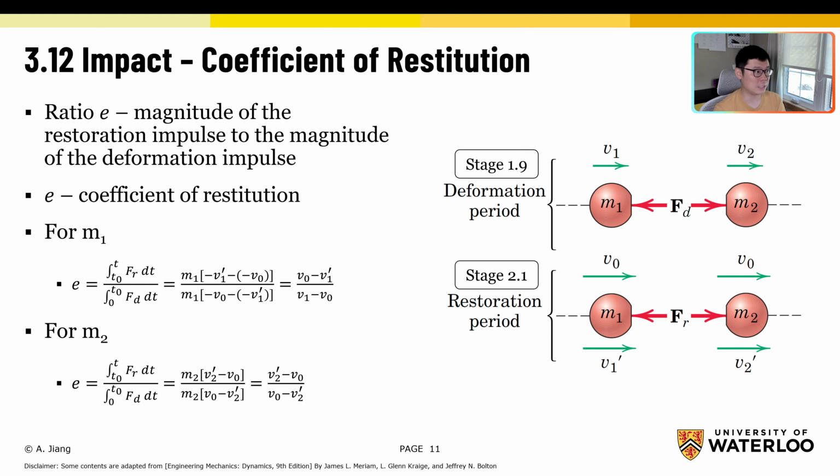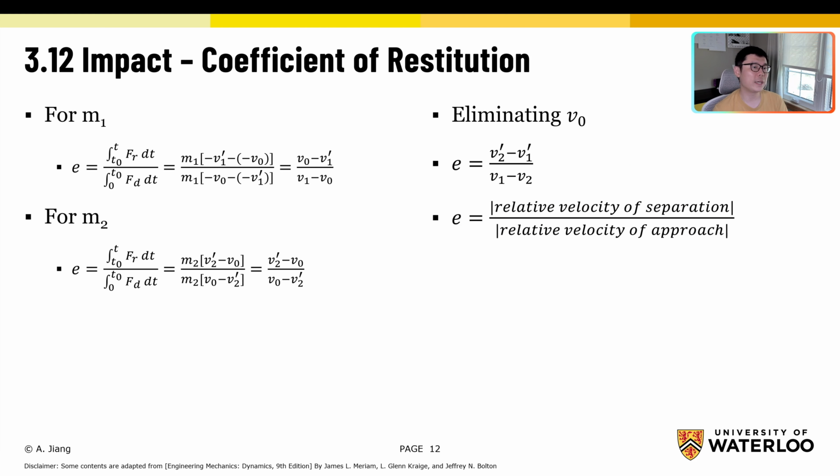So that's why we call them all E. It's not E1 or E2. They're all E because they're impacting each other. This impact has the same E. Given that, we can equate these two equations given by M1 and M2. We'll now eliminate V0, the velocity at the maximum deformation, and end up with the ratio E given by V2 prime minus V1 prime over V1 minus V2. In words, this is relative velocity of separation over relative velocity of approach.